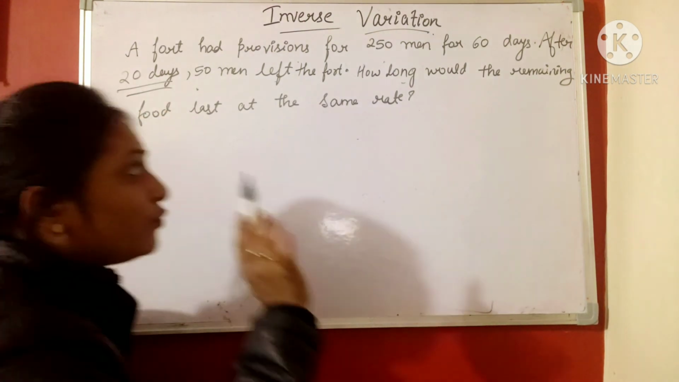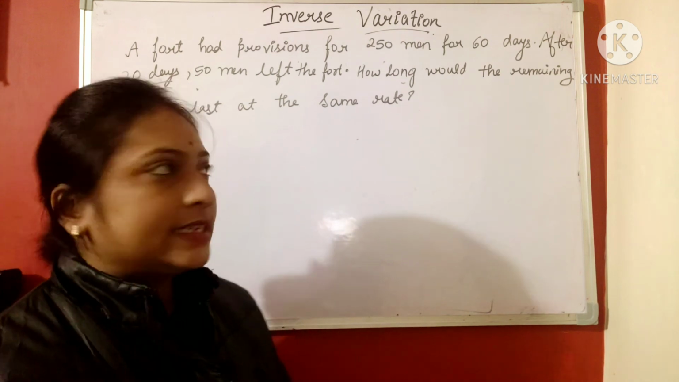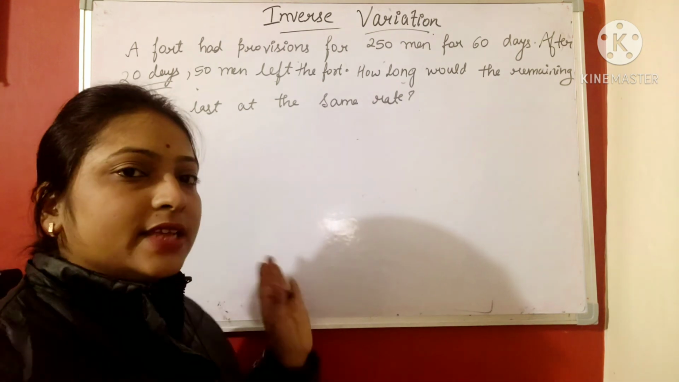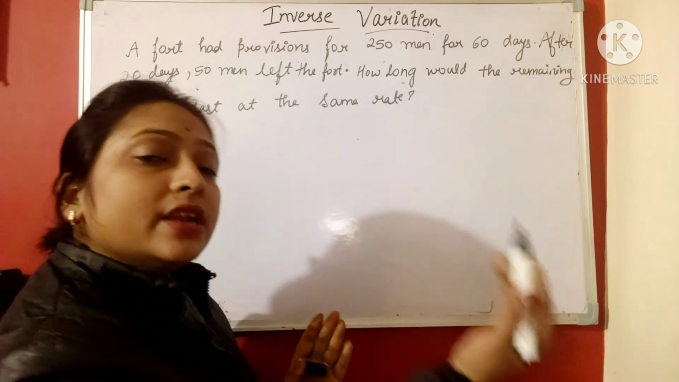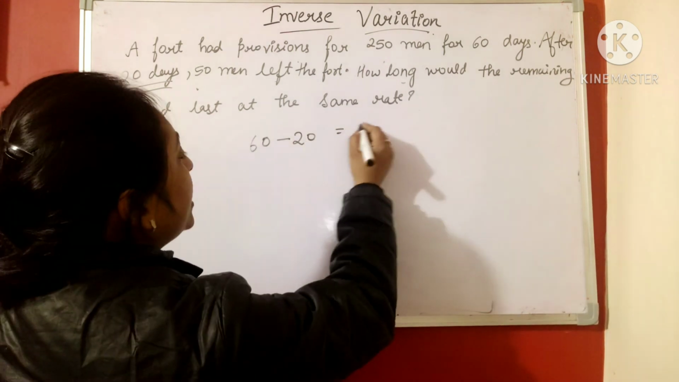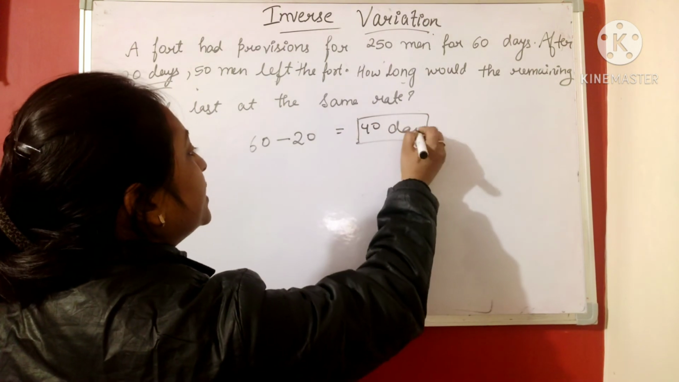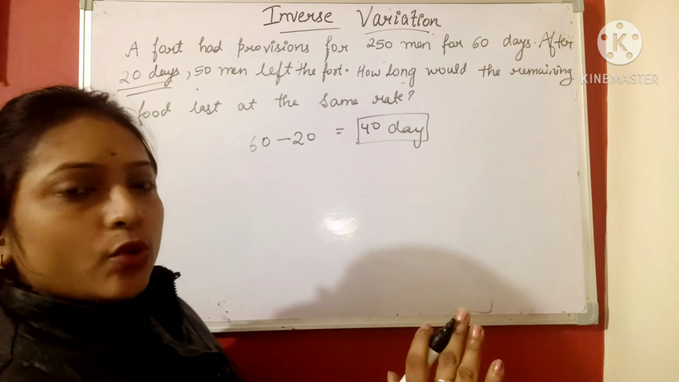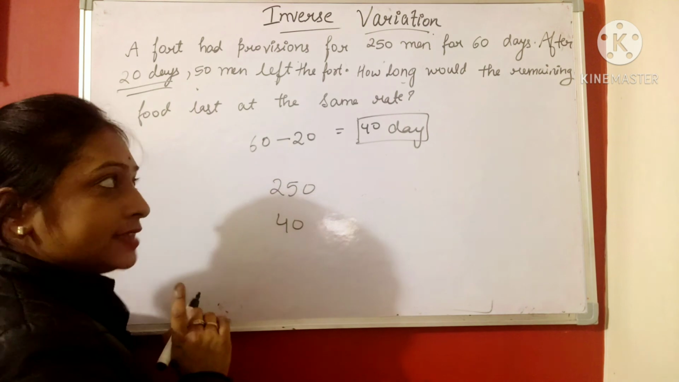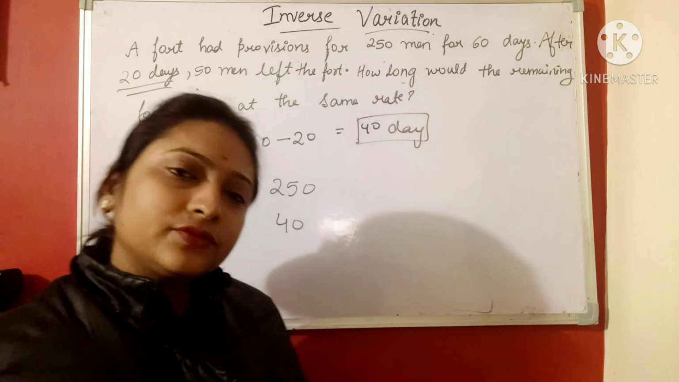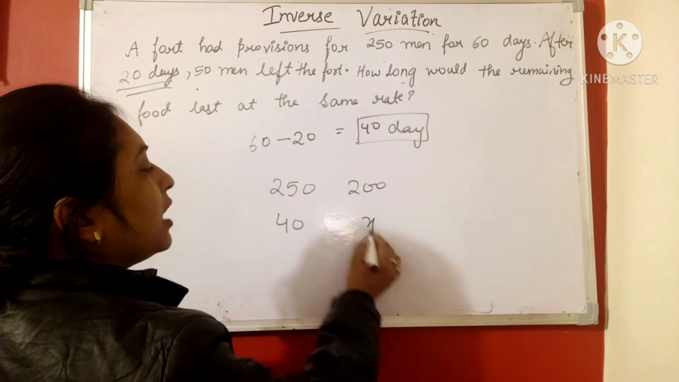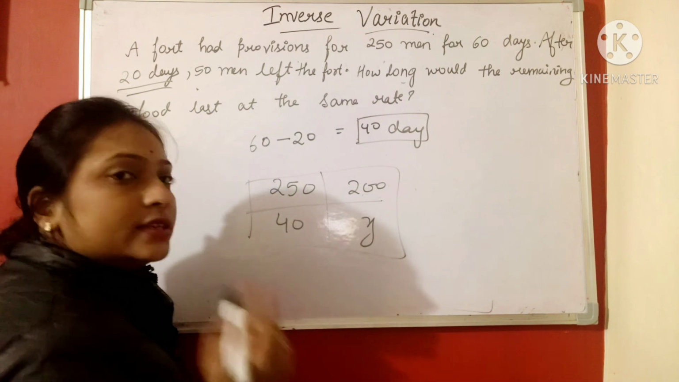So here 250 men can eat the food for 60 days, but after 20 days the changes are made. For the first 20 days, there were no changes. That means we have to deal with the next 40 days. Out of 60 days, 20 days are over. There were no changes. Now we have to deal with these 40 days. If the same scenario continues, then 250 men can eat the food for 40 days. But now 50 men have left the fort. So now 200 people are left. So 200 people will eat the food for how long?